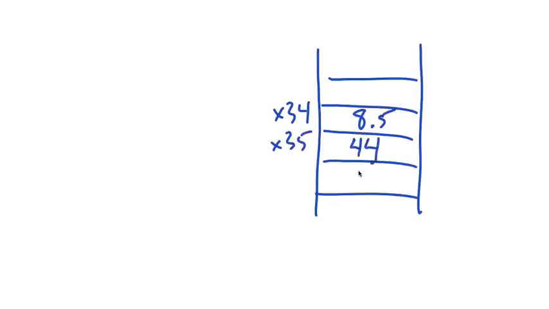As we've said, values are stored in computer memory, so the number 8.5 might be at memory address X34, and the number 44 might be at memory address X35. Programs need a way to keep track of all these values. They do this using something called variables. A variable is a named location in memory.